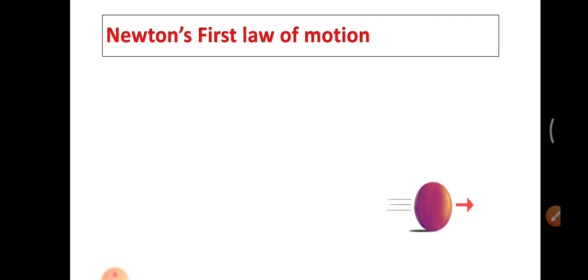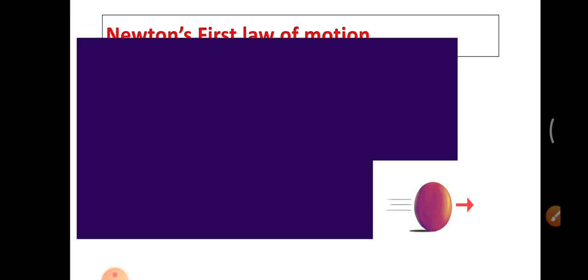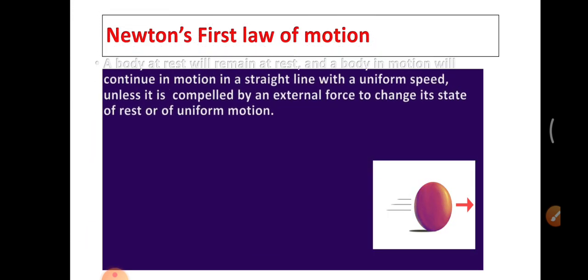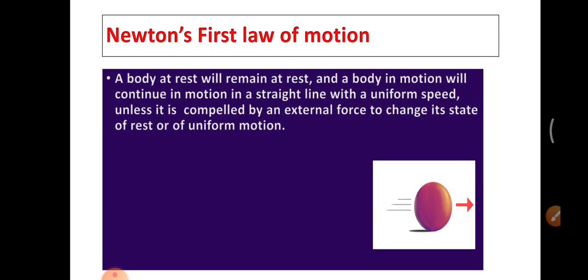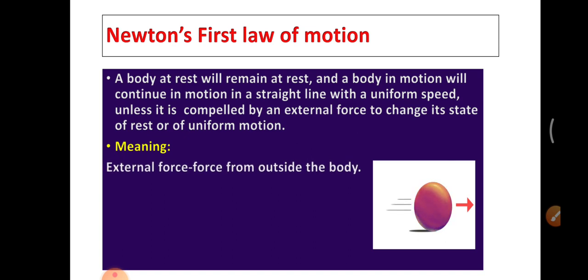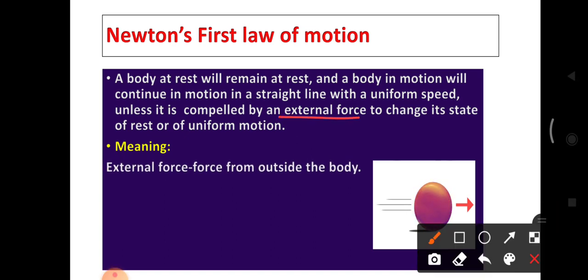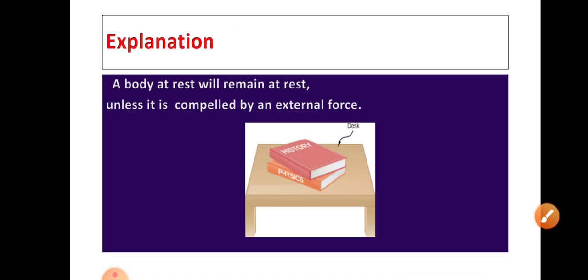The next concept is Newton's first law of motion. You know Newton's first law of motion? A body at rest will remain at rest, and a body in motion will continue in motion in a straight line with uniform speed, unless it is compelled by an external force to change its state of rest or uniform motion. This is the statement of the first law of motion, and the external force is nothing but the force from outside the body.